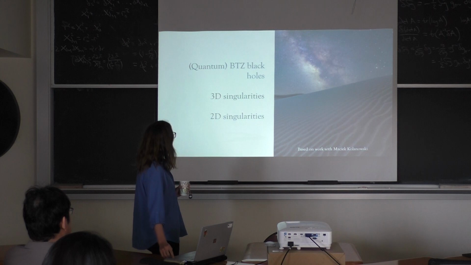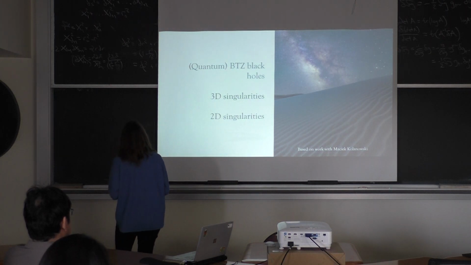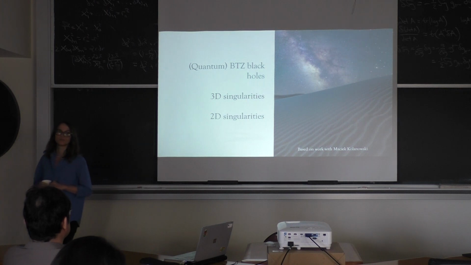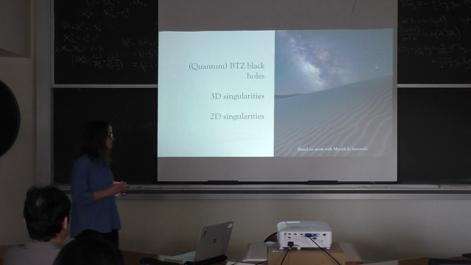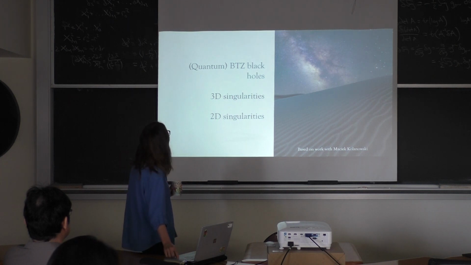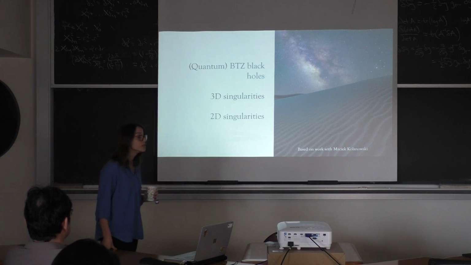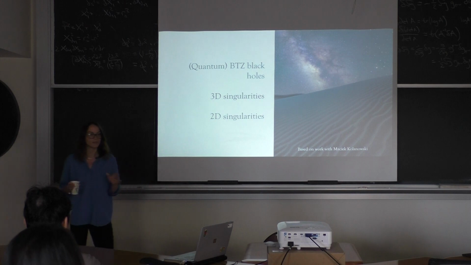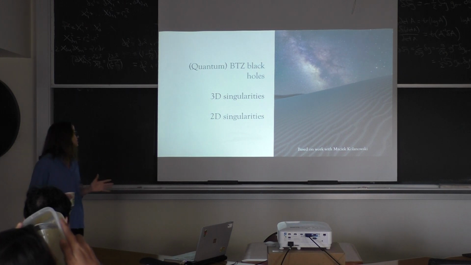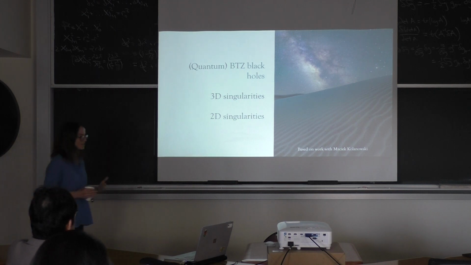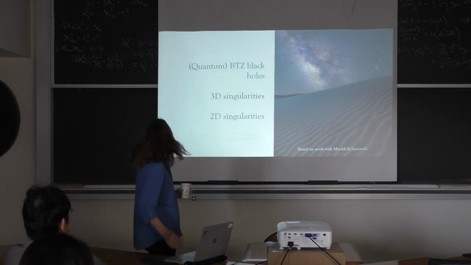So the rough outline of my talk is the following. Low-D singularities means lower than 4. So we're going to be dealing with 3D black holes and 2D black holes, and consequently their singularities. The one example that I'm going to be focusing on is known as a quantum BTZ black hole, which I'm going to introduce in the beginning. Let me just mention right away that this talk is meant to be a questionable talk. So just feel free to ask questions or to make the discussion.